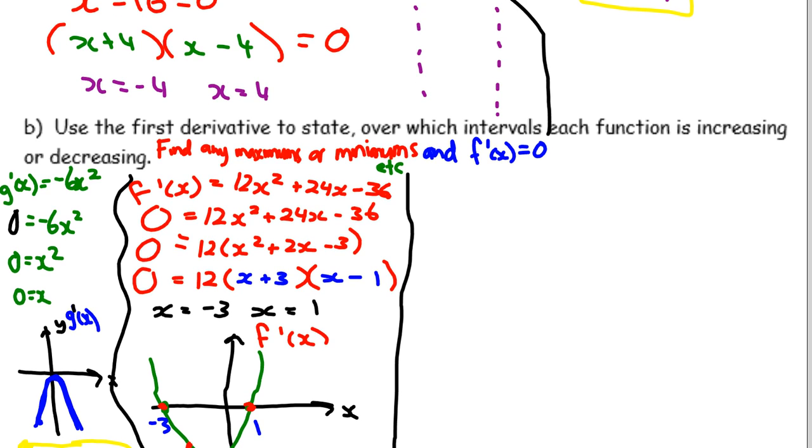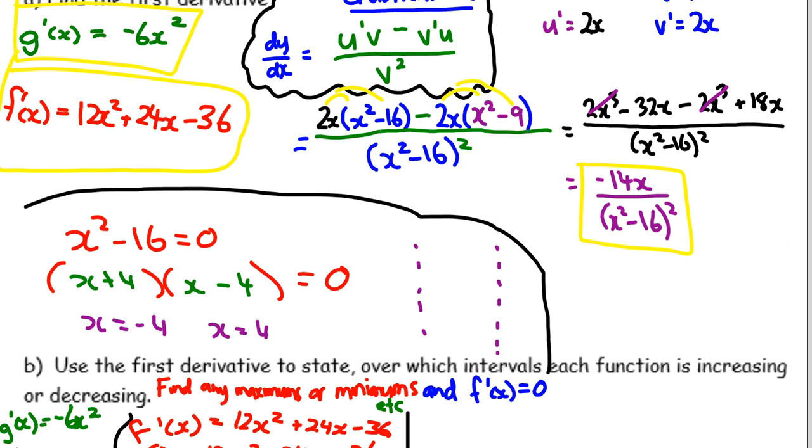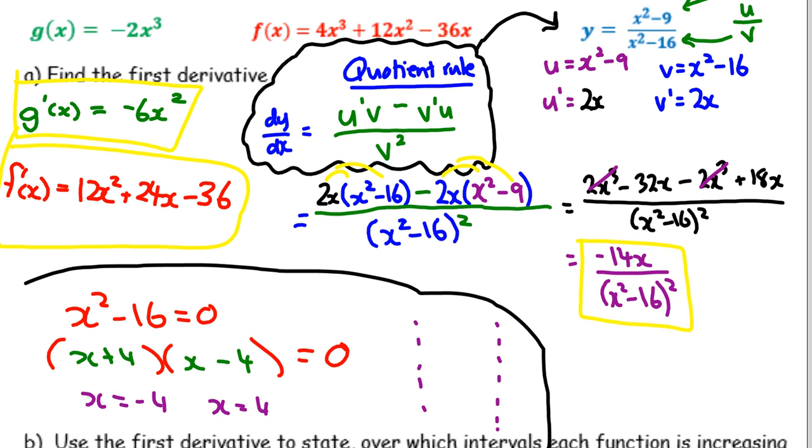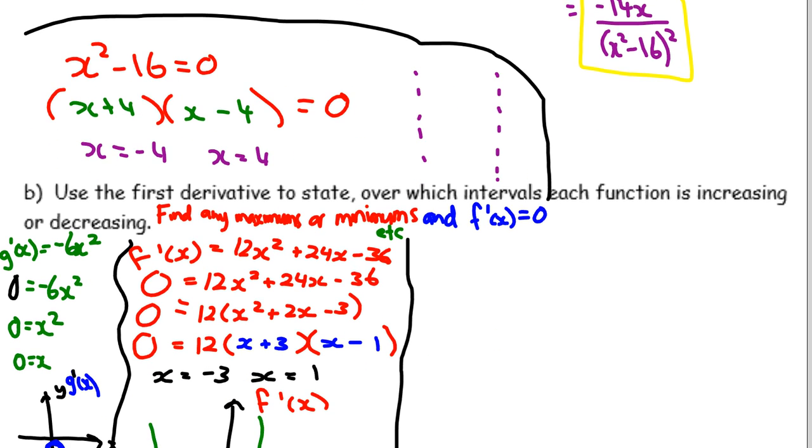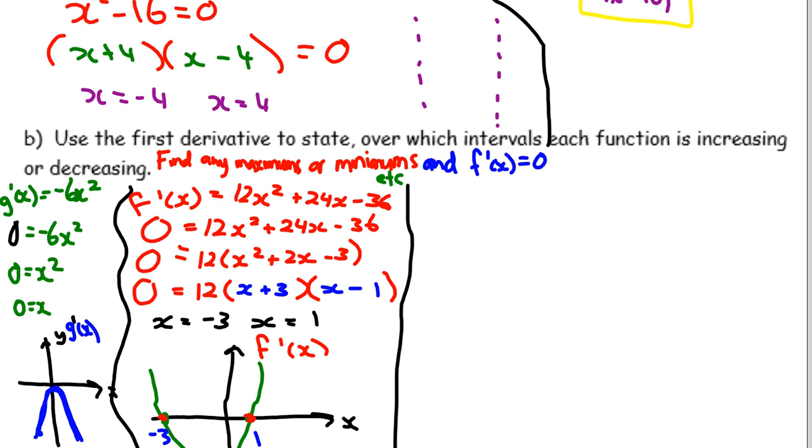So you found the derivative of the blue function. You used the quotient rule to find the first derivative, and you got negative 14x over (x squared minus 16) all squared. That's the first derivative. So what do we set it equal to, to find maximums and minimums? 0. So let's do that.